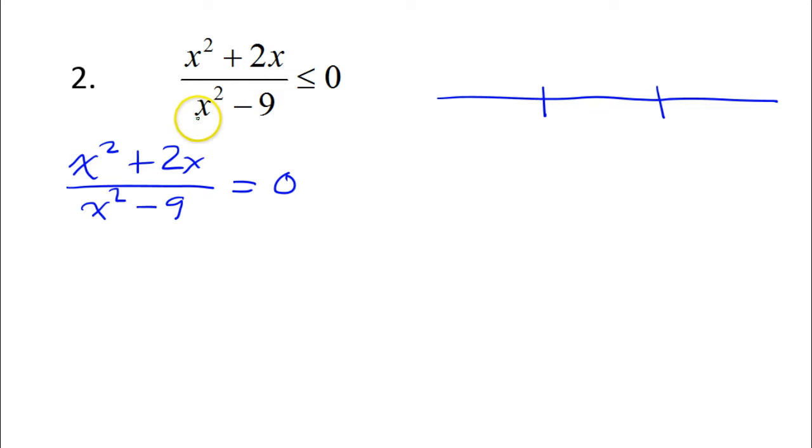If you factor this x squared minus 9, of course you get x plus 3 times x minus 3. So excluded values are x cannot equal negative 3 from the x plus 3, and x cannot equal positive 3 because of the x minus 3. So these two excluded values will go on the number line. So we know that right from the start.